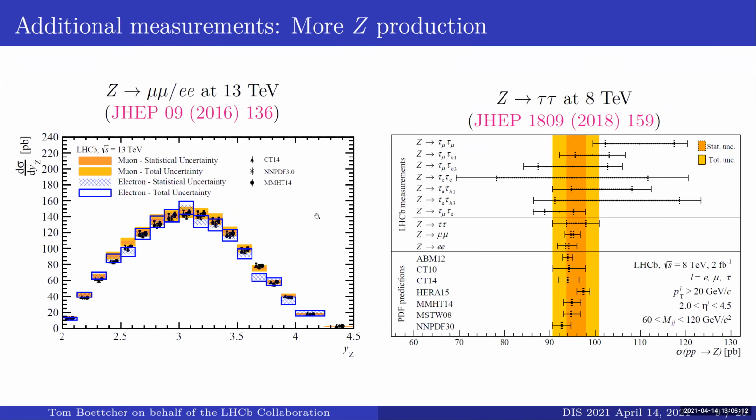In addition, LHCb has measured Z to tau tau, at both 7 and 8 TeV, and this provides a nice test of lepton universality. You can see that the Z to tau tau, mu mu, and ee measurements all agree nicely.